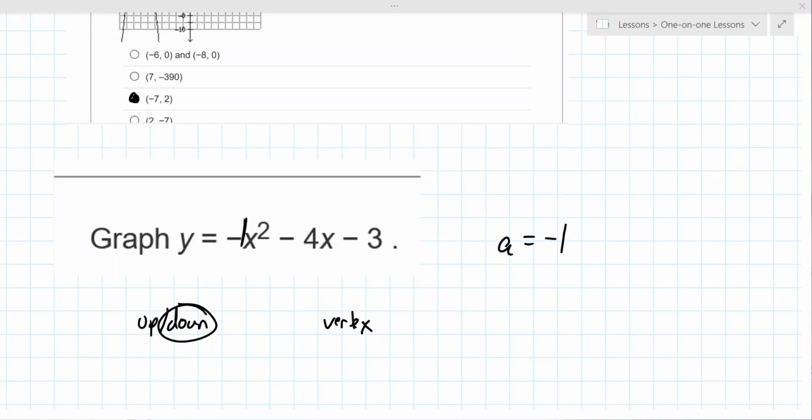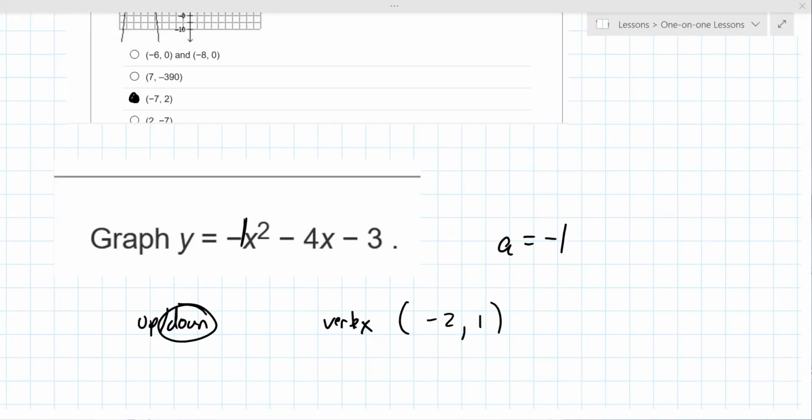My answer is +1 for my y value, and my x value is -2. Negative 2 comma 1. Yes. Okay. And it opens down. All right, we got the correct graph there.